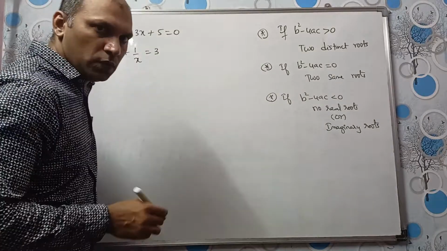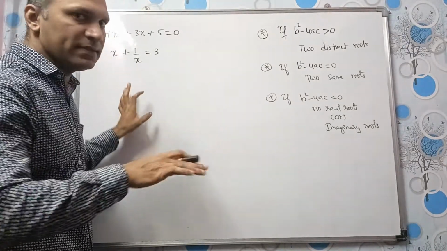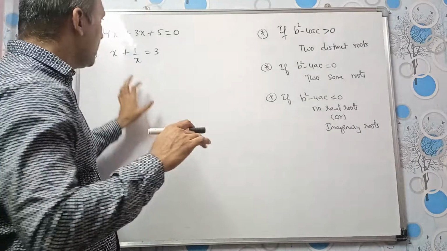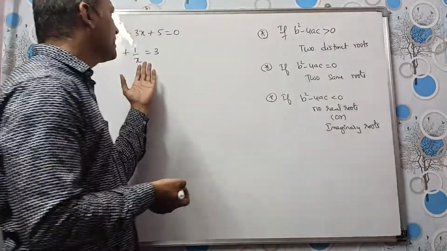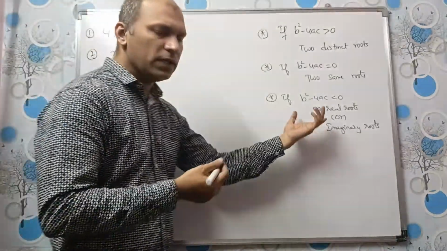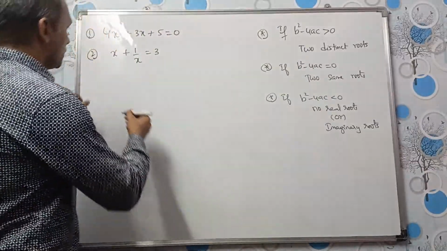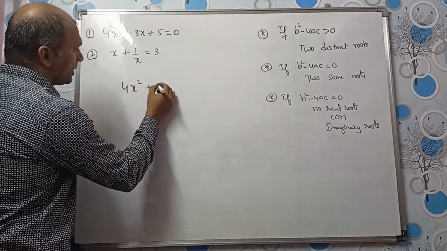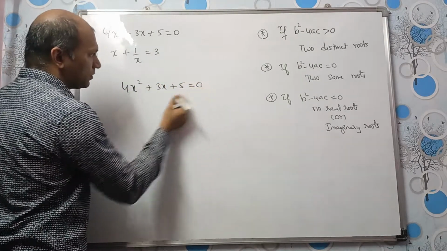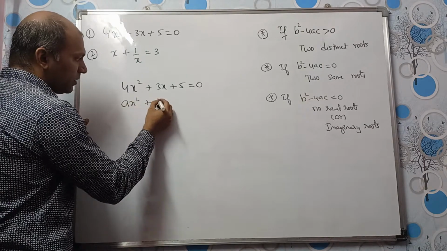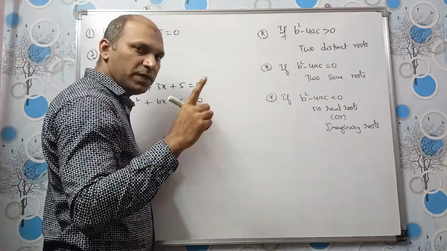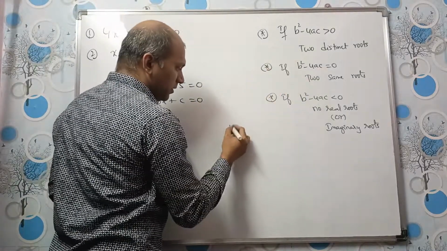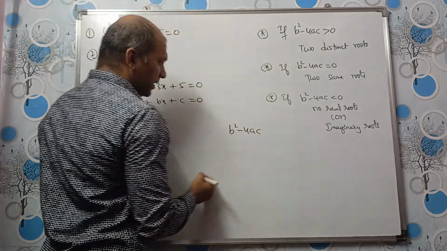Let us find the roots of these two equations if they exist. If they exist, let us go ahead and find the roots. If they don't exist, we will write no real roots exist. The first question is 4x square plus 3x plus 5 equal to 0. So it is ax square plus bx plus c equal to 0. First we need to find the value of b square minus 4ac, the discriminant.